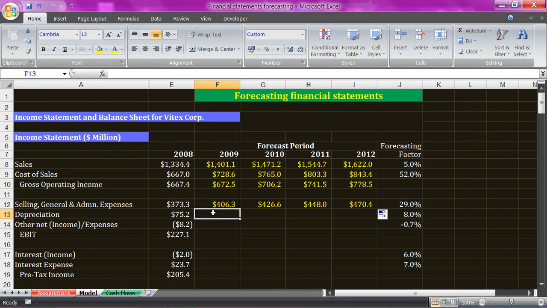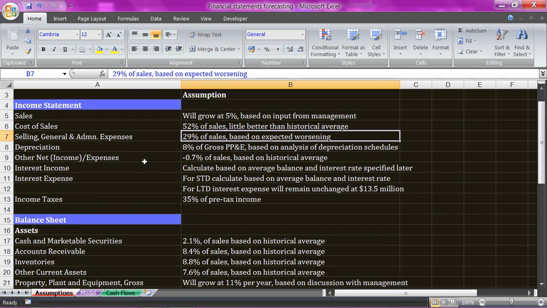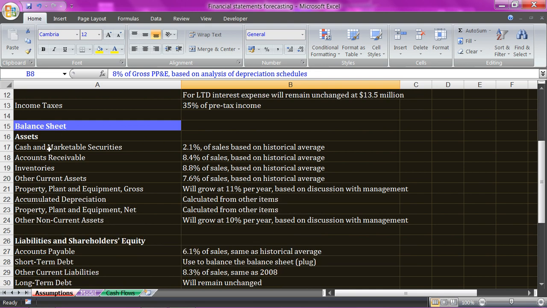Okay, after that, depreciation. And for depreciation, the assumption is 8% of gross PPE, based on analysis, so they have given it as 8% of gross PPE. So first we have to find the gross PPE. For finding gross PPE, the assumption is here: property, plant and equipment gross will grow at 11% per year. So for finding depreciation, we have to find gross PPE first. It will grow at 11% here.